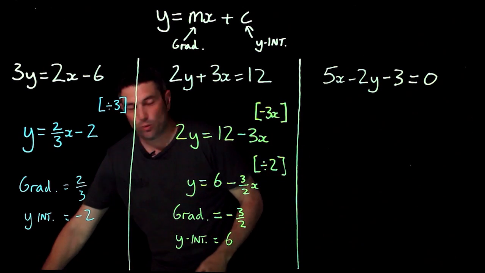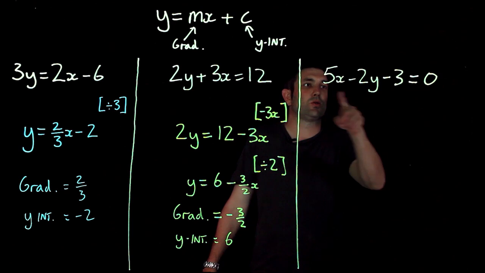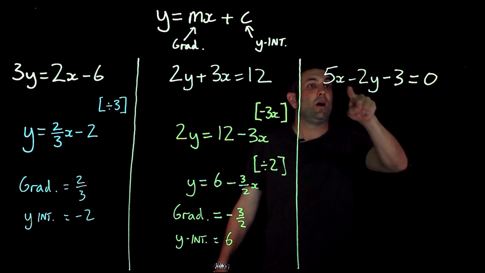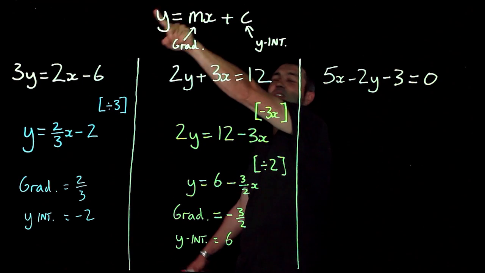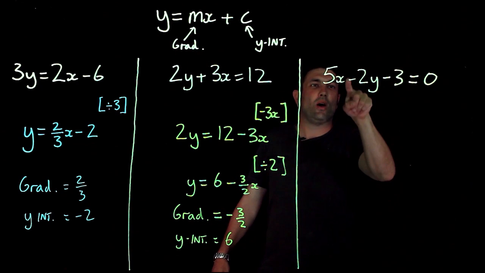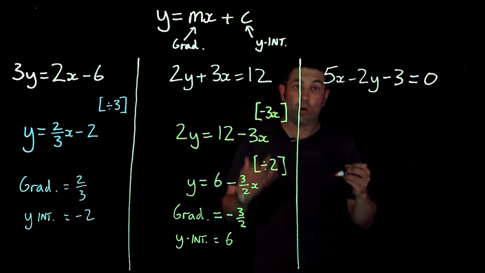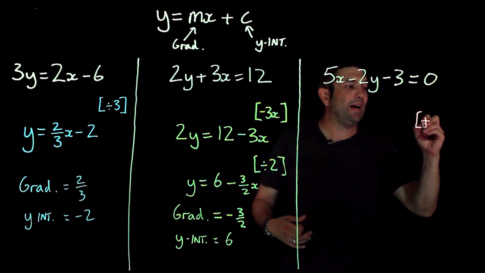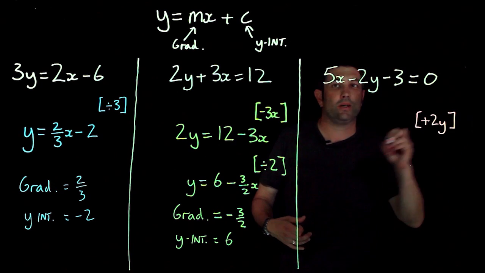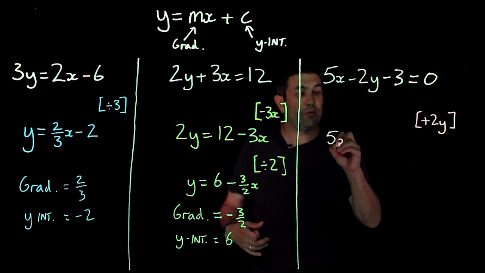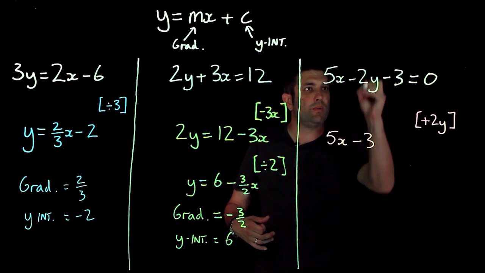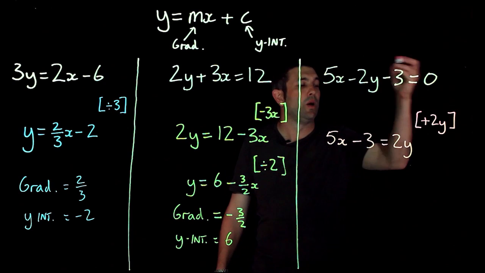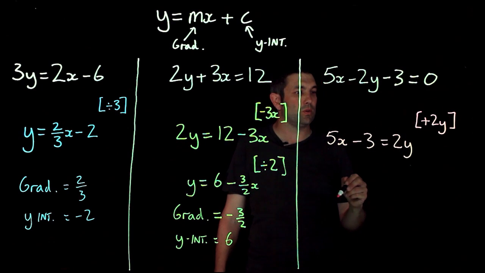Now, finally, we've got the nastiest one of all because everything is on the same side and we've got a 0 over here. But I've got negative 2y, and I don't want a negative 2y, I want a positive y. So how do I get rid of that negative? Well, I'm going to add 2y onto both sides. And I've got 5x minus 3, because that's now disappeared, and the negative 2y becomes plus 2y on the other side of the equals, doesn't it?